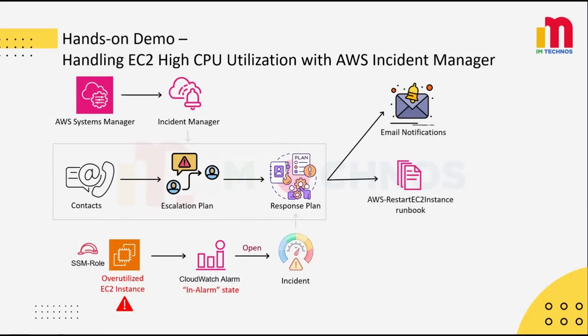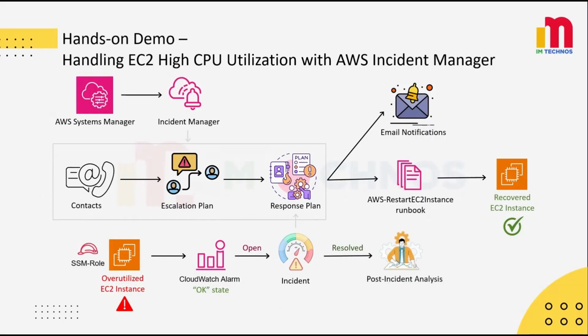This immediately creates an incident and triggers the response plan. The response plan then notifies the contacts you specify and automatically runs the restart runbook to bring the instance back to normal. The runbook is optional. You can choose to run it manually or perform manual remediation steps. As soon as the CPU drops and stabilizes, the instance returns to a healthy state and the CloudWatch alarm returns to OK state. At that point, we mark the incident as resolved. And if needed, create a post-incident analysis to review what happened and improve the process.